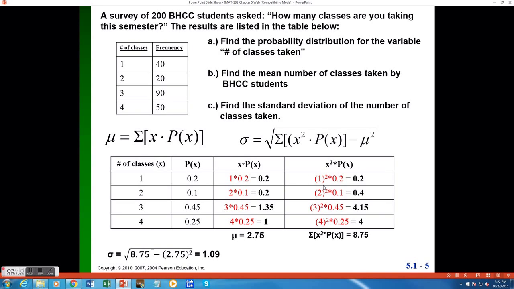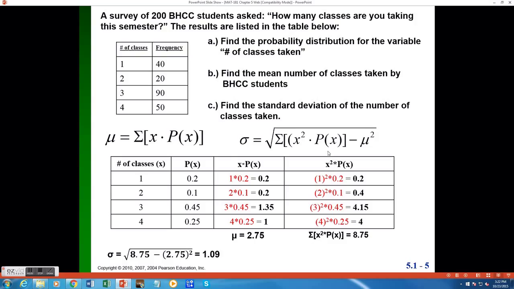So to compute this formula, I first want to find the values of x squared times p of x, which is what I do in the fourth column. I'm squaring my variable, 1, 2, 3, and 4, and I'm multiplying them by the probability of each row as well. When I compute those four values, I then take the sum of that column. That would be the sum of x squared times p of x. This gives me a value of 8.75 in this problem.